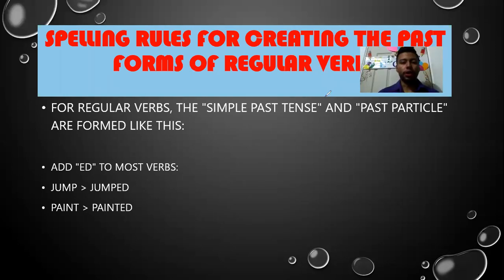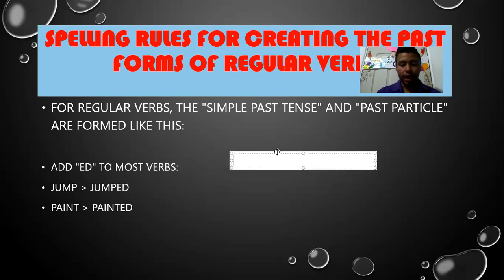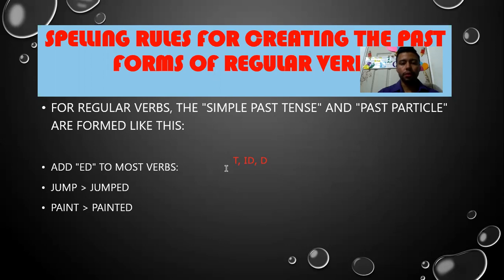Okay, so this is the challenge. In English, we need to recognize which sound to pronounce for each verb. We have t, we have ed, and we have d. These three sounds exist for regular verbs. So we need to be careful. Be careful with this. All right.